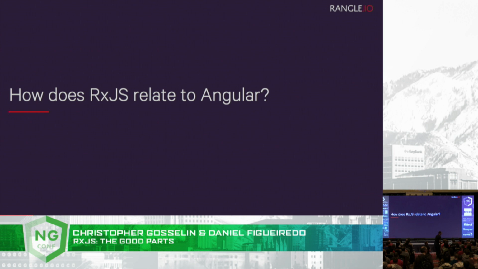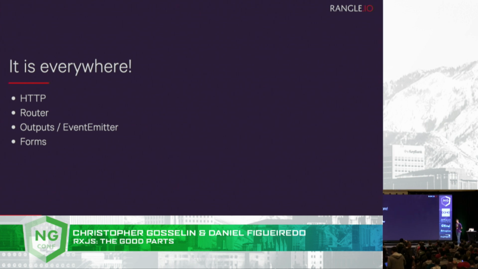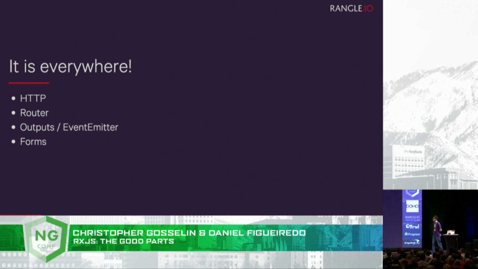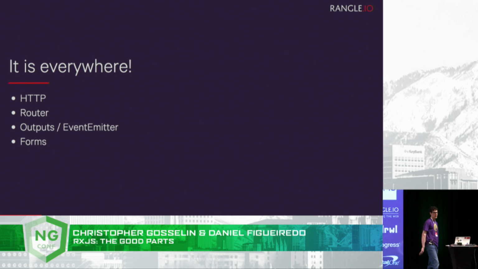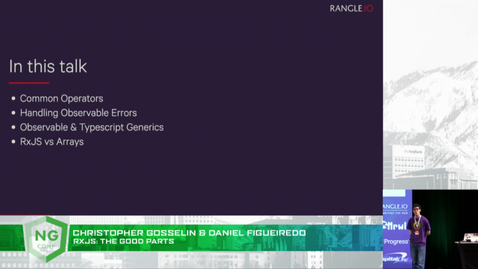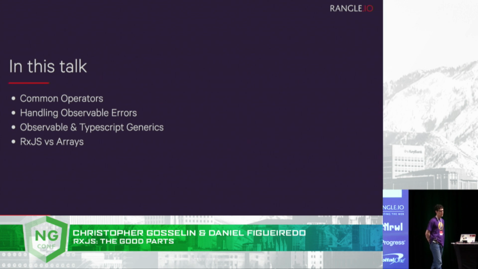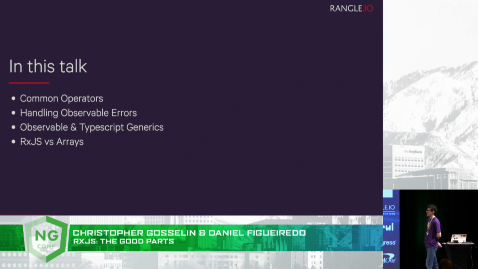Right, so how does that relate to Angular at all? It's everywhere. If you have had experience with Angular 2, you know that HTTP modules, routers, outputs, forms, they all have observables sneaked in. So it's really important for us to have an idea of what are the common operators, how we can handle errors with RxJS, how we can type the observables so we can get some compile time errors, which are super handy. And we also had an example of RxJS versus regular arrays. We're going to get deep into it later.